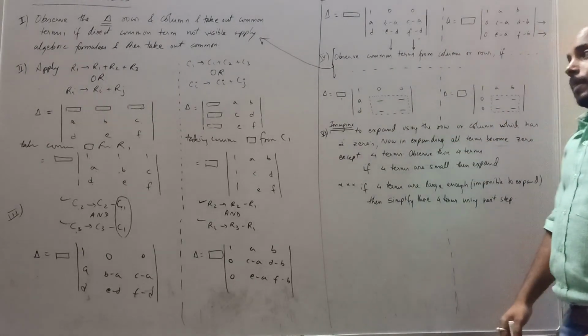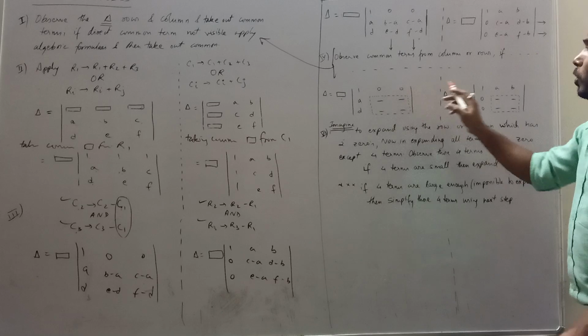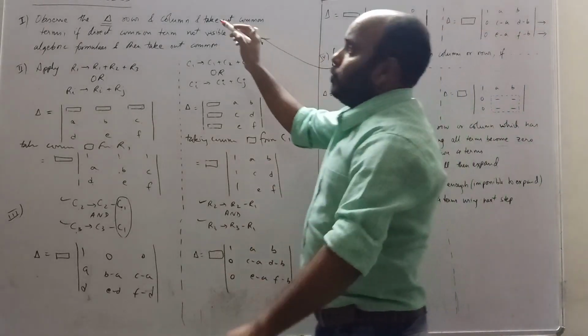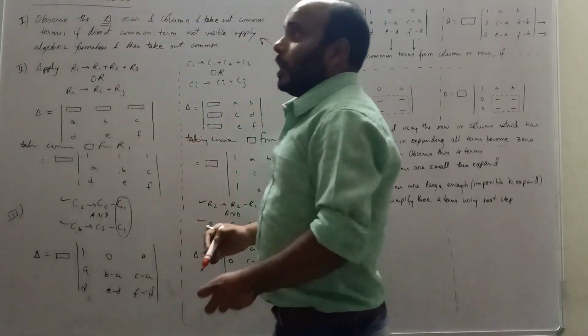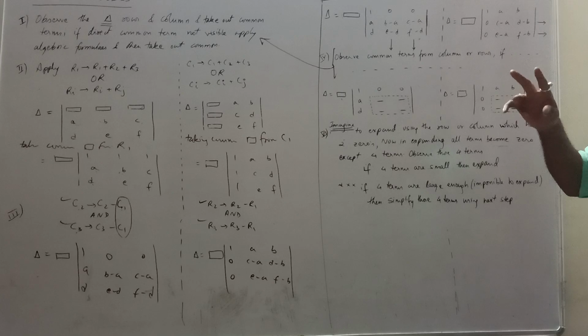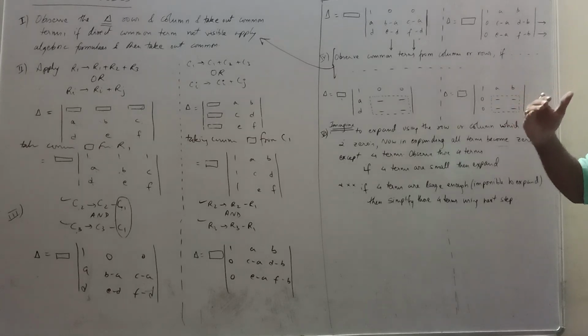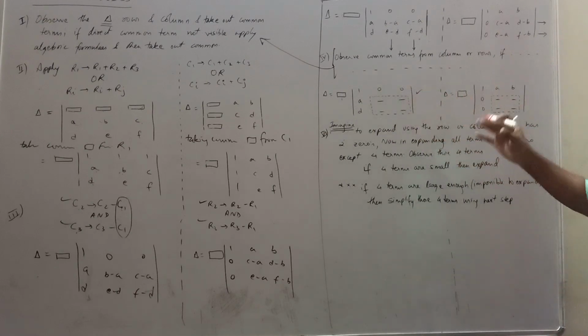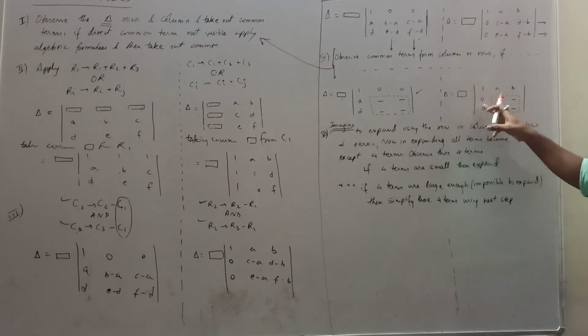Your job is to expand. You got 1 0 0, you can expand. In this type of question using properties, you cannot expand the determinant until you get two zeros in any one row or in any one column. Now here, see, in this R1 we got 1 0 0. Here in column 1 we got 1 0 0.